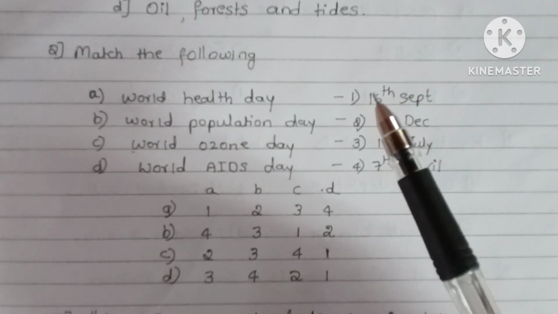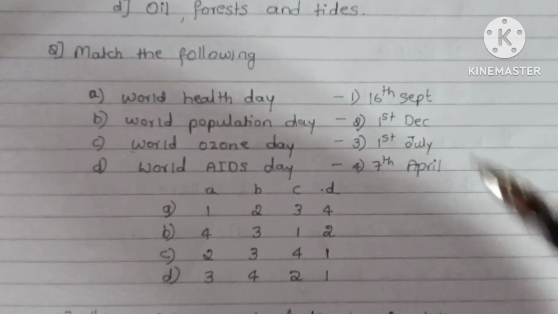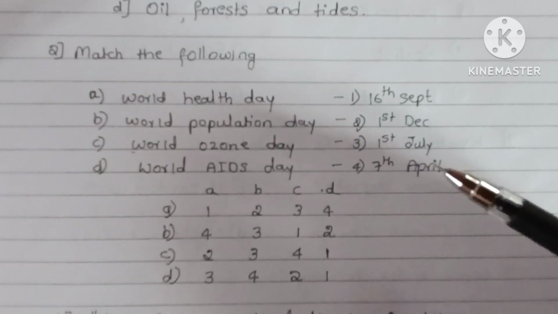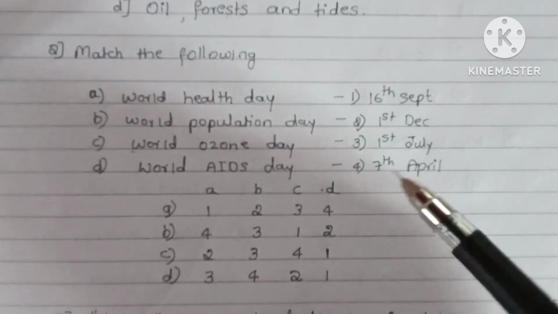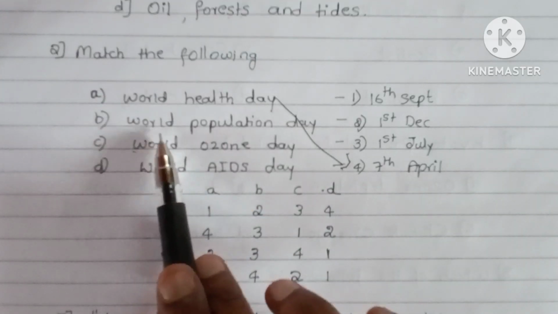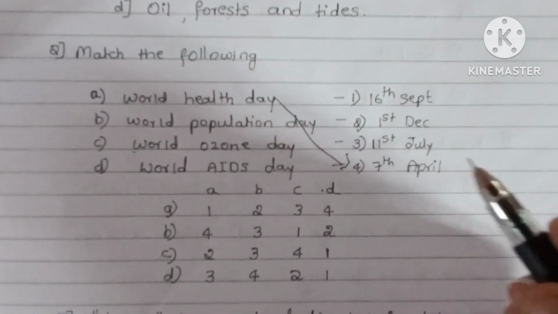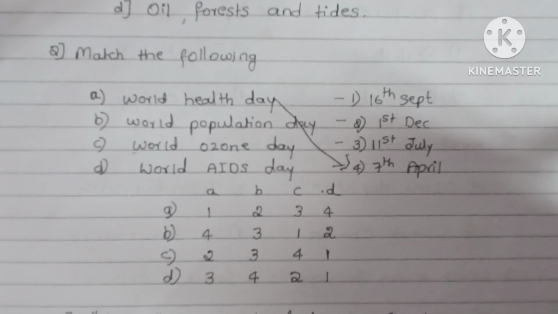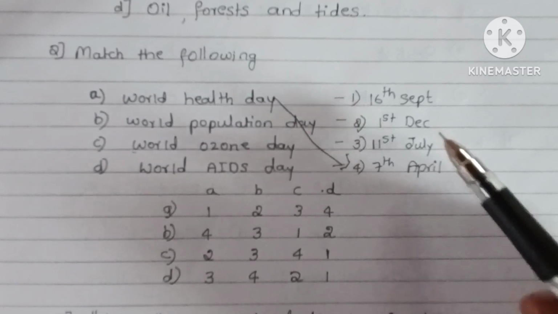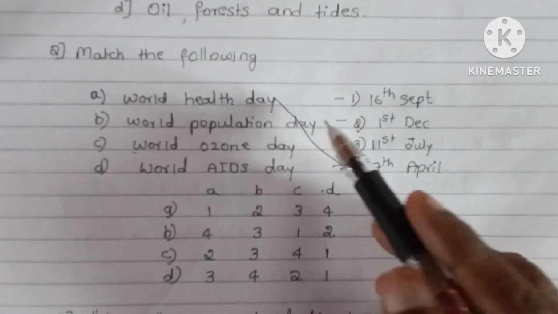It was first celebrated by the World Health Organization in 1948 for economic progress, as healthy populations live longer and are more productive. So, World Health Day is celebrated on 7th April. Next is World Population Day, celebrated on 11th July. It refers to focusing on issues related to the population. It was first celebrated in the year 1989. So, World Population Day is on 11th July.